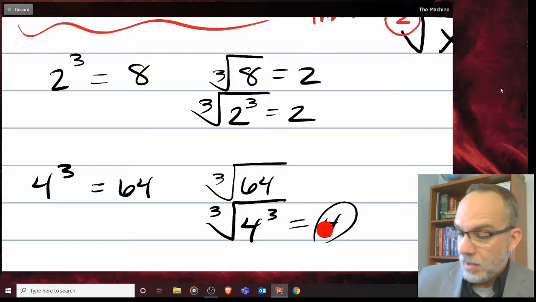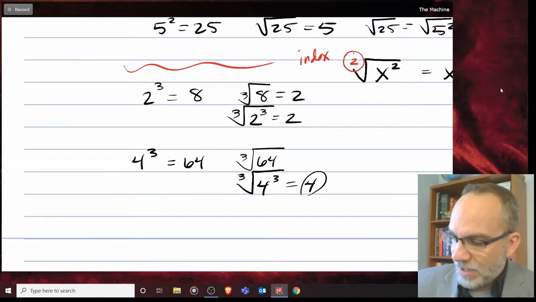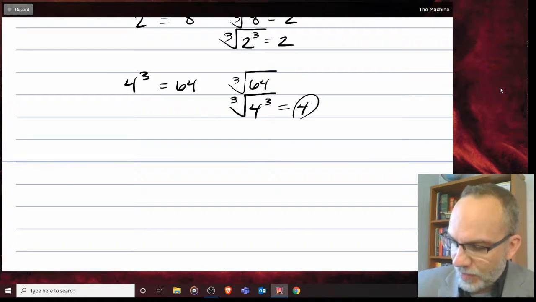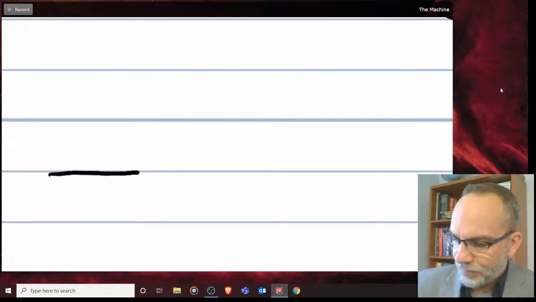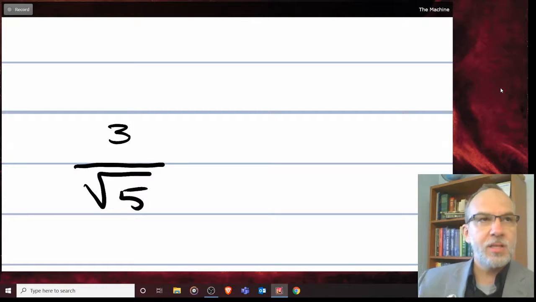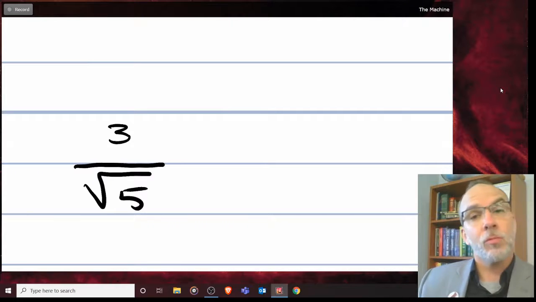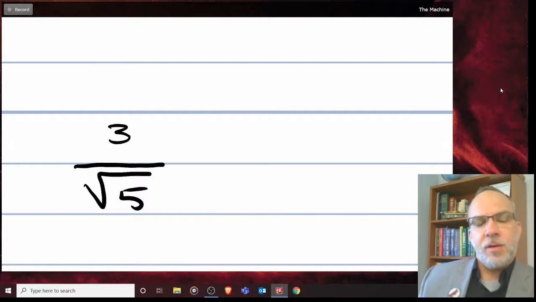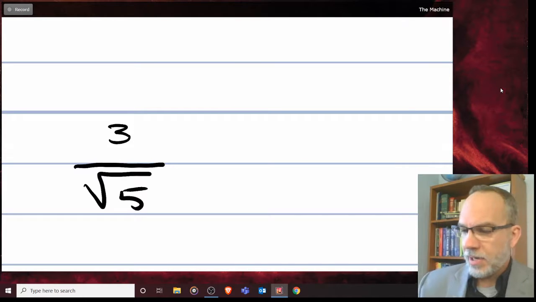All right? Now, let's talk about rationalizing a denominator. When you have a fraction, it means division. And so let's say I had 3 divided by the square root of 5 down here. It's easy to divide by 5. It's not very easy to divide by the square root of 5. So the question is, how do I change this so that I've got an integer or a whole number or at least a rational number in the denominator?